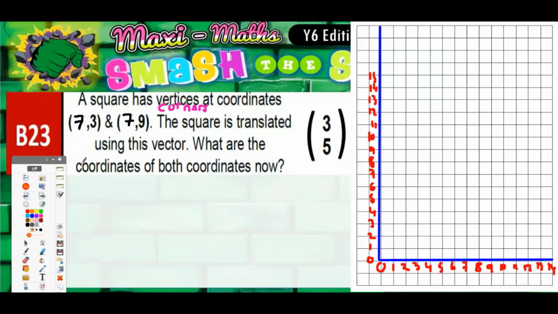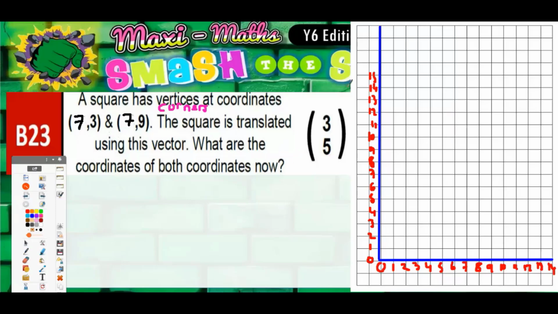The square is translated using this vector. What are the coordinates of both corners now? Now, there's a way of doing this by plotting the coordinates on a grid. That will be the slow way. And there's a quick way of doing it as well, if you understand what the vector is saying. So we'll talk about both ways.